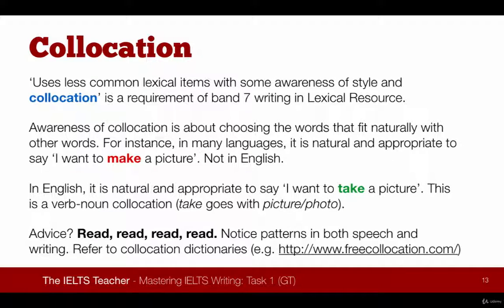That brings us to a close in this vocabulary section, in this lexical resource section. So we can now move on to the final band descriptor category, the one that we haven't looked at yet, which is grammatical range and accuracy.